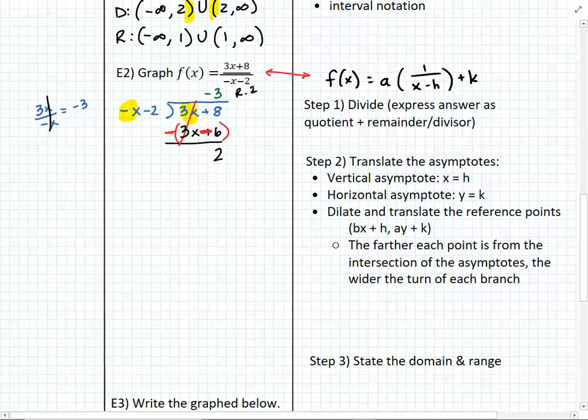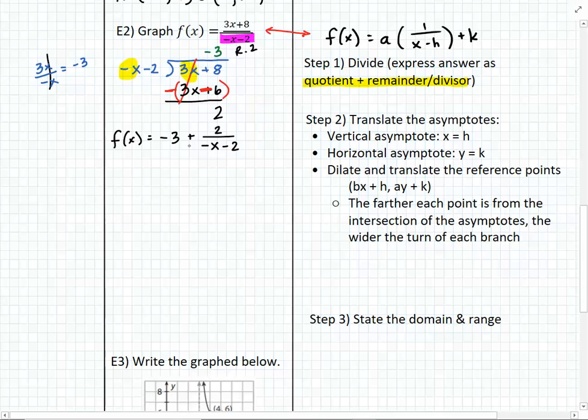So that 2 is going to go over my divisor, -x minus 2. And this is why we express them in this way, because look what happens when we rewrite this quotient now as f of x is -3, that's the quotient, plus remainder of 2 over the divisor, -x minus 2. It might not look like that yet, but would you mind if we just rearrange the terms here?